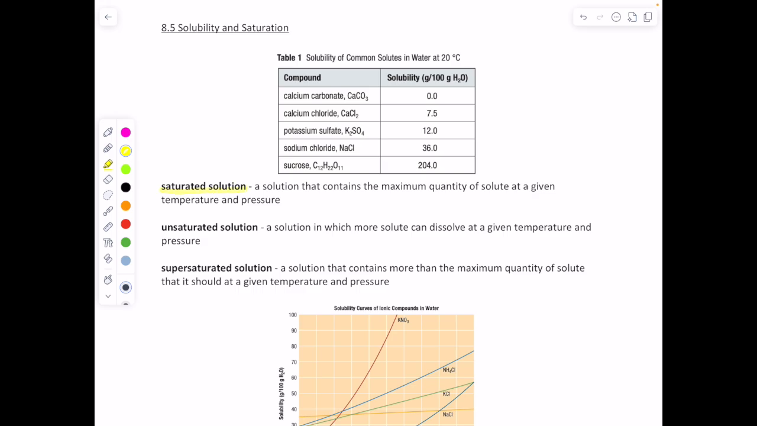A saturated solution is a solution that contains the maximum quantity of a solute at a given temperature and pressure. An unsaturated solution is a solution in which more solute can dissolve at a given temperature and pressure. And a supersaturated solution is a solution that contains more than the maximum quantity of a solute that it should hold at a given temperature and pressure.